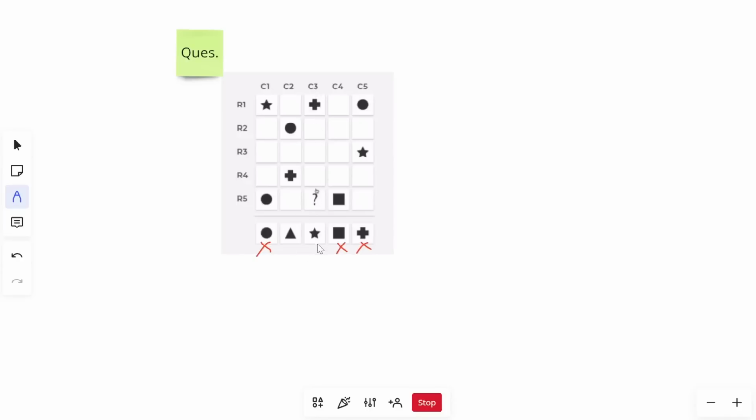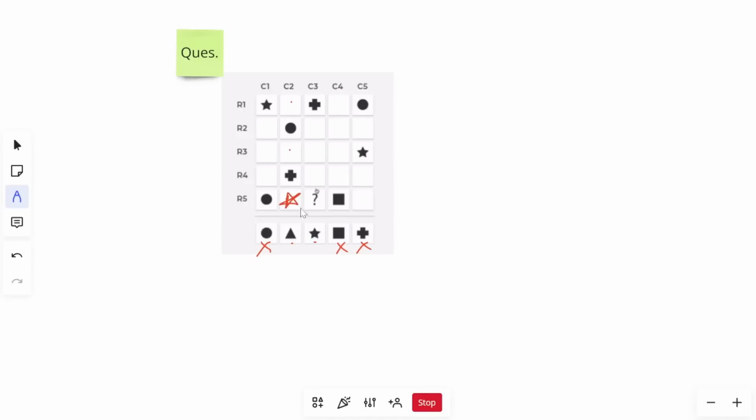Now we are left with only two symbols, star and triangle. So let's see what can come here. In order to see what will come in place of the question mark, we will figure out what can come here out of star and triangle. If you see in this row, can star come here? No, because star is already in this row. So star cannot come in this place. Can star come here? No. So the only place left for star in the second column is this one.